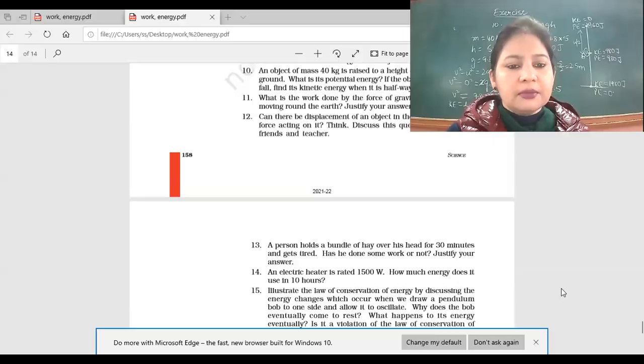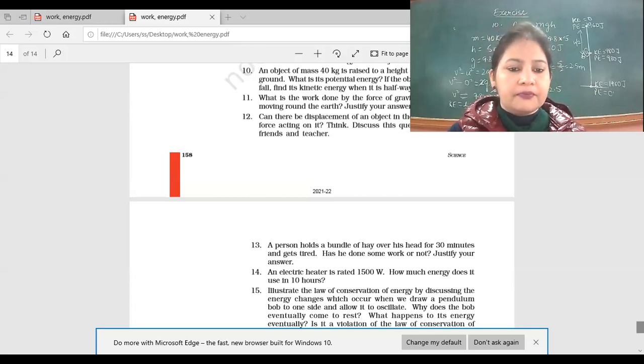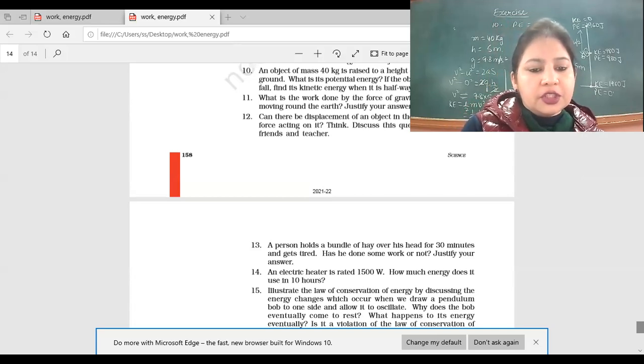Let's see question number 13 now. A person holds a bundle of hay over his head for 30 minutes and gets tired. Has he done some work or not? Justify your answer. No. Because in this case, displacement is zero. He is standing at one place, so displacement is zero.